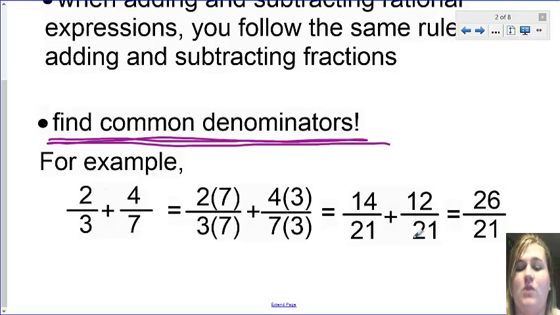So to get 21 on the first one, I multiply by 7 top and bottom. To get 21 on the second one, I multiply by 3 top and bottom. So 2 times 7 is 14, 3 times 7 is 21, plus 4 times 3 is 12, over 7 times 3 is 21. I can now add those numerators. The denominator does not change, it stays the same.